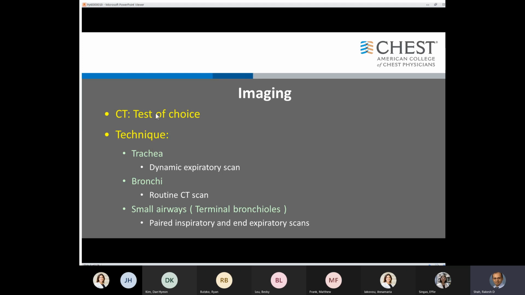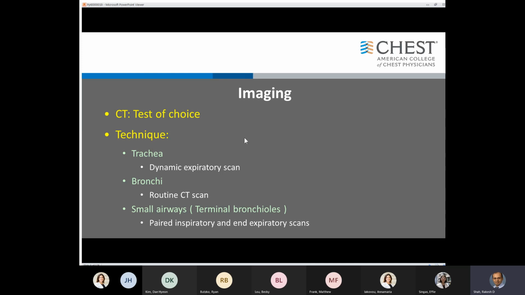So CT is really the test of choice. Most of the time, we just do a routine chest CT. But if there are certain aspects of pathology involving the trachea or the small airways, then you may need to do additional special images. And there are two particular ones. If it involves the trachea, we do what is called a dynamic expiratory scan.